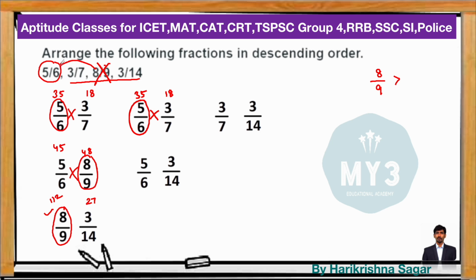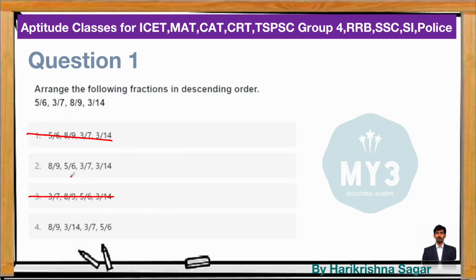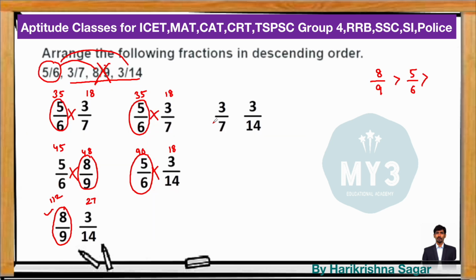Let me check with the next fraction, 3 by 14. So 14 into 5 is going to be 70, and 6 into 3 is 18. Obviously 5 by 6 is greater. That means after 8 by 9, the next highest fraction is 5 by 6. So if you observe, this option is eliminated, this is correct. And still, let's check which is greater among these two. 14 into 3 is 42, 7 into 3 is 21.